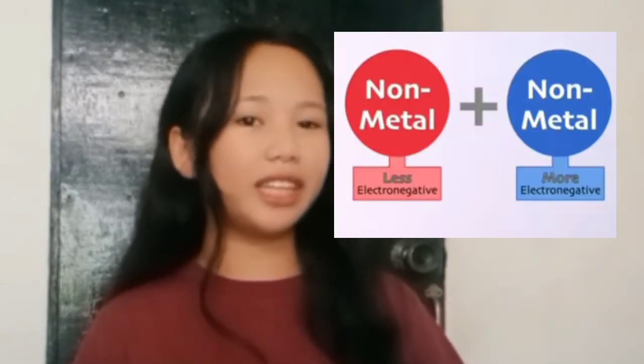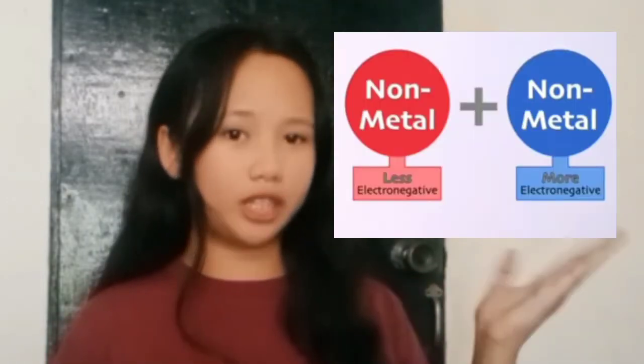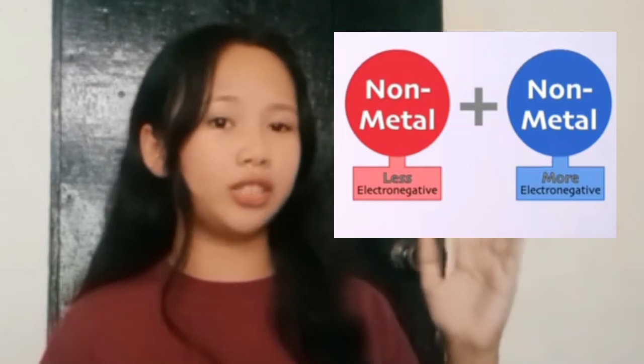In naming covalent bonds, the less electronegative nonmetal comes first, followed by the more electronegative nonmetal. There are only 4 rules. First, name the nonmetal farthest to the left on the periodic table, or the less electronegative nonmetal, by its elemental name, like nitrogen and carbon.